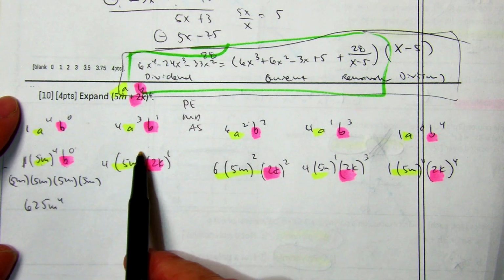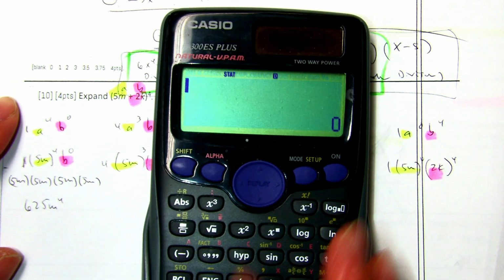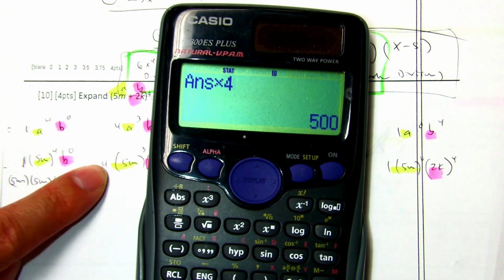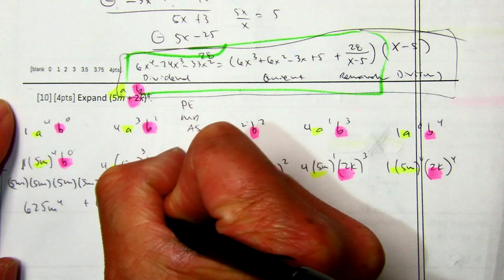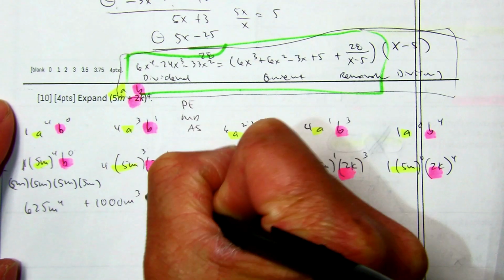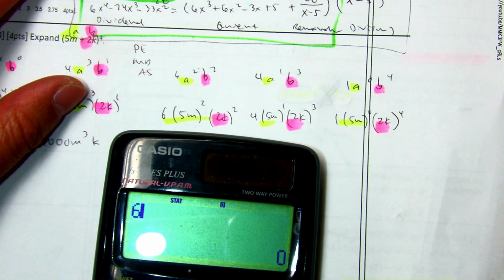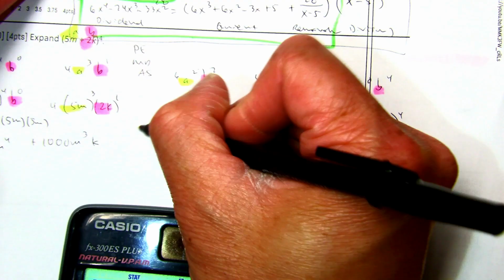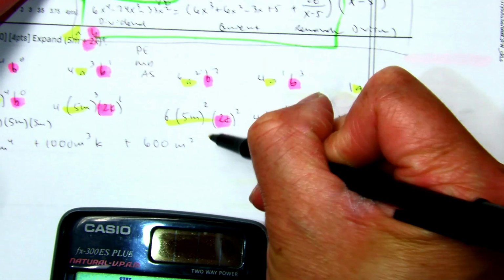Okay, notice I'm missing my exponent here. So now I'm going to do 5 to the third power times 4 times 2. 1,000. m to the third. Okay. 6 times 5 squared times 2 squared. 6 times 25 times 2 squared, which is 4. So 600, which is positive. m squared, k squared.